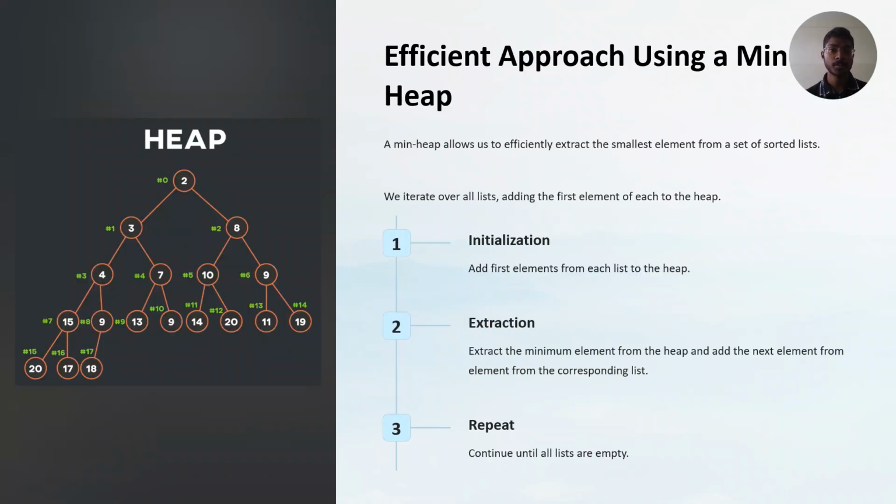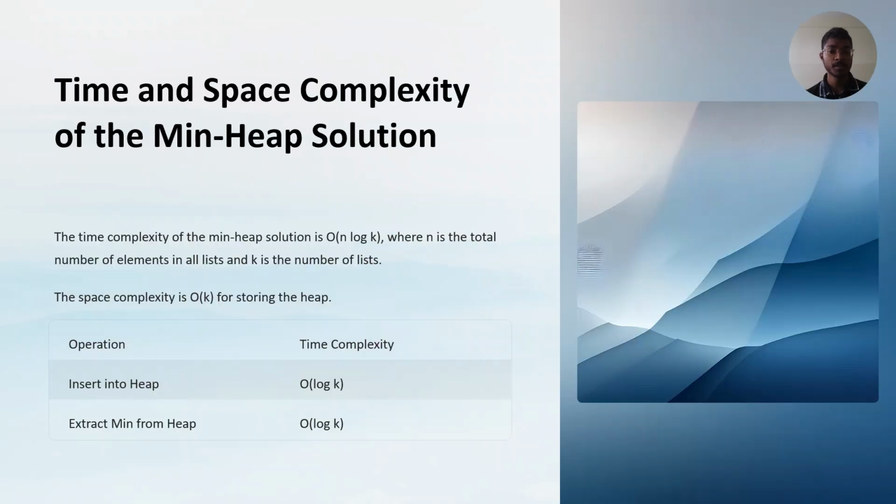Now let's discuss the efficient approach using a min heap. A min heap allows us to efficiently extract the smallest element from a set of sorted lists. Let us go through this in an in-depth manner. We iterate over all the lists, adding the first element of each to the heap. We perform three operations here: initialization, extraction and repeat. In initialization, we add the first element from each list to the heap. Then we perform the extraction process, where we extract the minimum element from the heap and add the next element from the corresponding list.